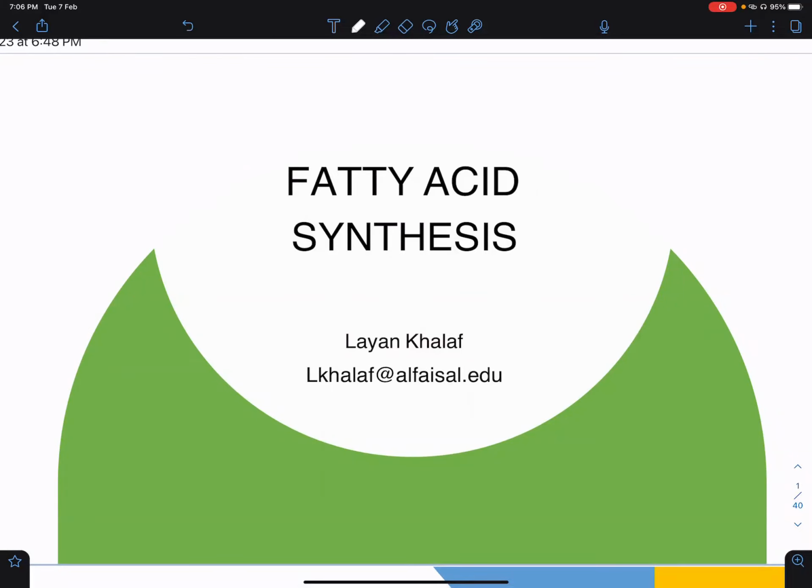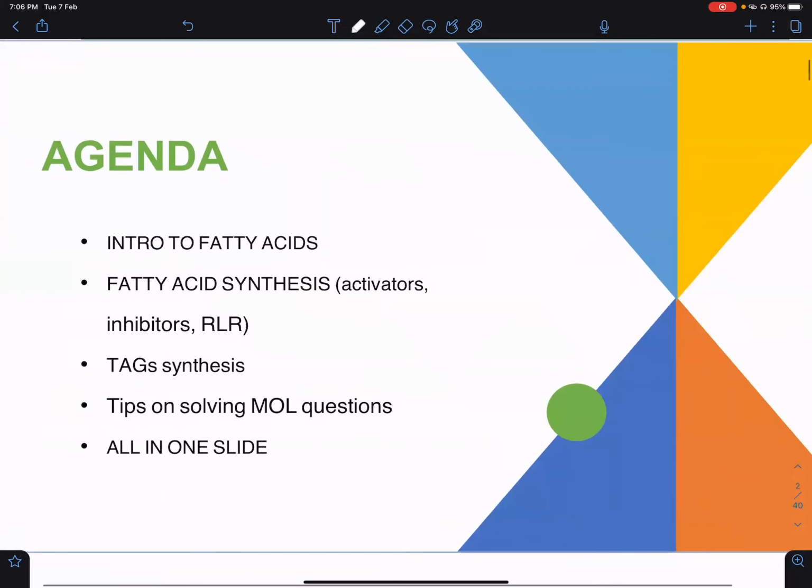And today we're going to be discussing a brief introduction to fatty acids. We're also going to focus on the high yield stuff, like stuff tested a lot in examinations, like the rate limiting reaction, activators, inhibitors, and stuff like that. We're also going to do a couple of questions together, and I'm going to be giving you a few tips on how to tackle MOL style questions. Then we're going to end it off with a summary slide.